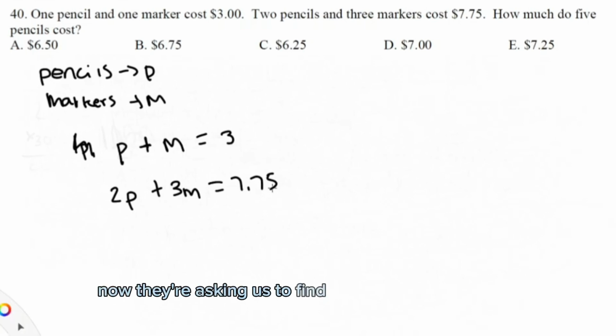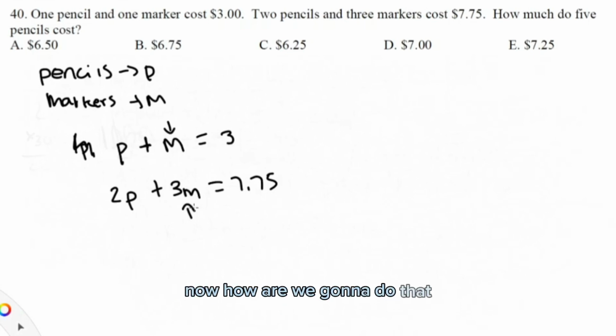Now they're asking us to find the value of 5 pencils. To do that, we first have to solve for the value of pencils. Well, how are we going to do that? We're going to use something called a system of equations. So we have 2 equations here, both of the same variables, P and M. We want to solve for P, so we're going to cancel out the M from both of these equations.